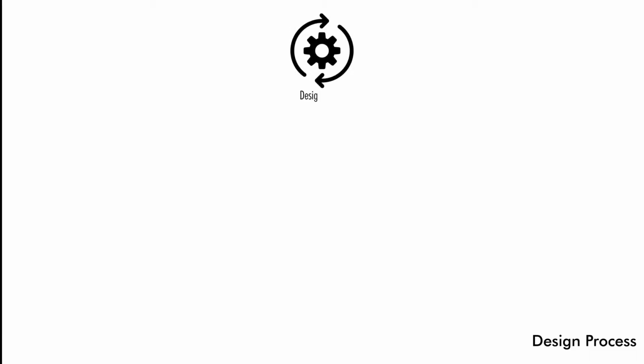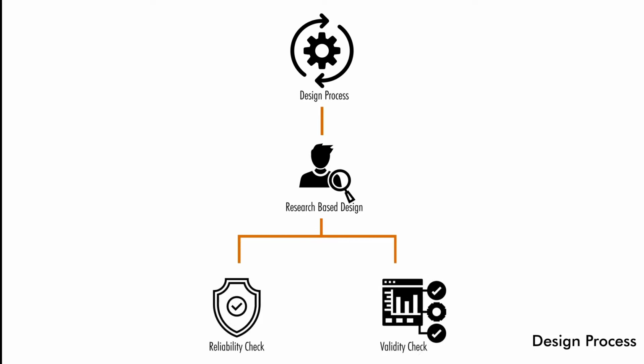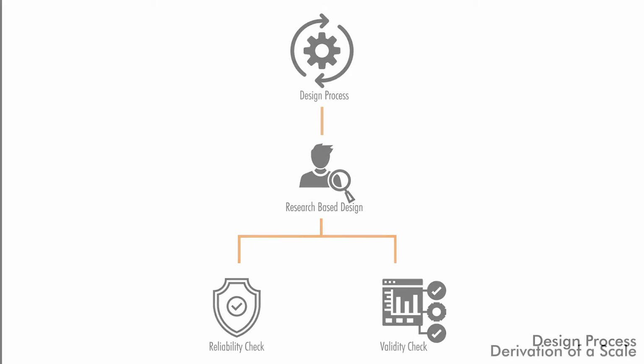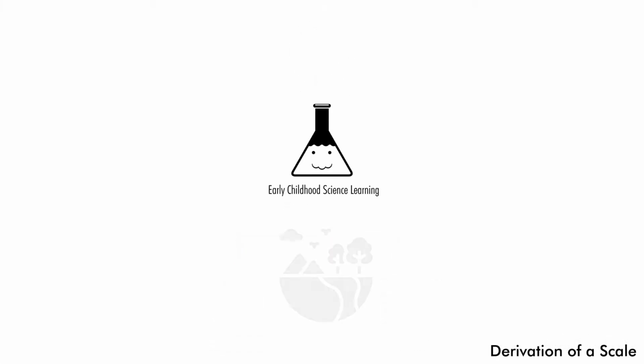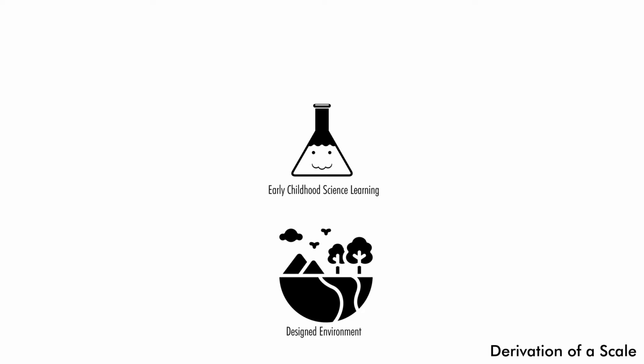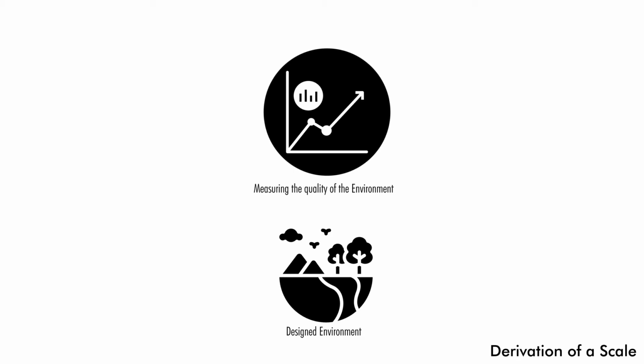The first stage to initiate the design was to choose a process, and as a research-based design, in this particular case, we had to establish a scale to measure if our design was going towards the right direction. Validity and reliability were key concerns. The goal of the design was to assist early childhood science learning via the design environment. Therefore, the quality of the environment had to be measured.